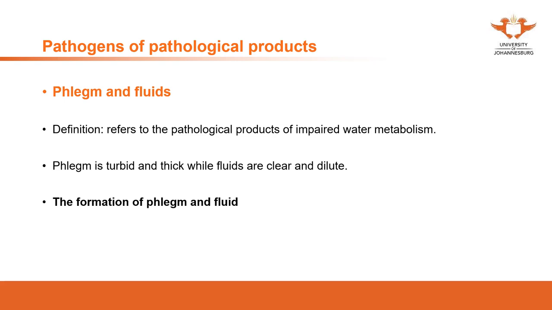So the phlegm refers to the impaired water metabolism. It can result in physical phlegm, which we can see, such as the phlegm or sputum from the lung, or inflammation on the skin, the pus. That kind of phlegm, something you cough out, is physical phlegm.